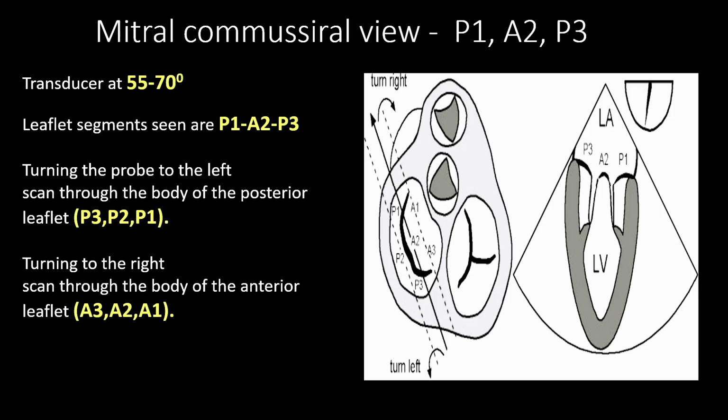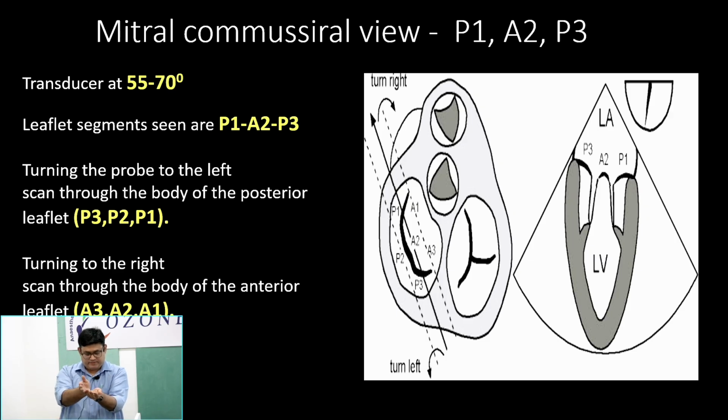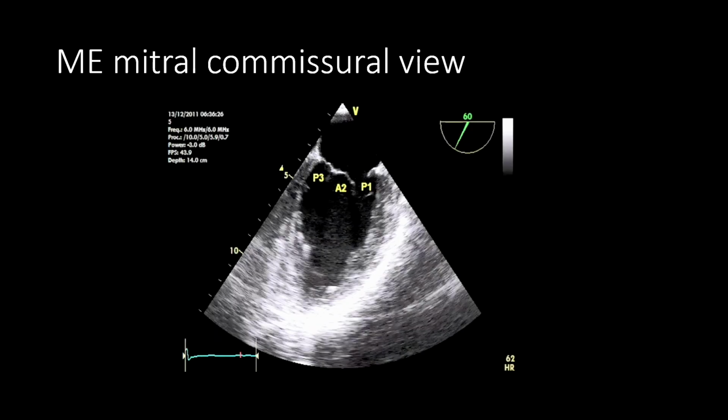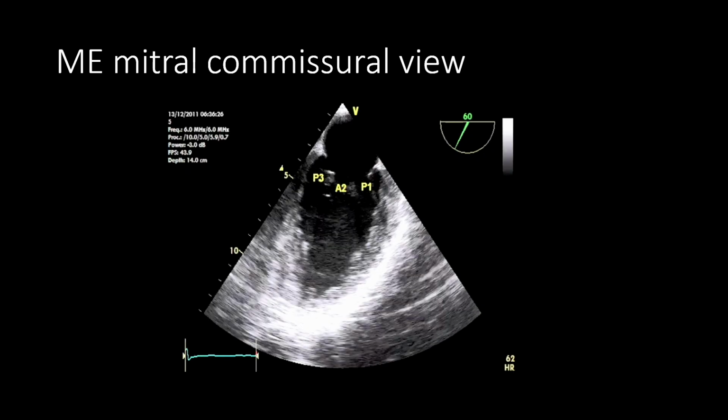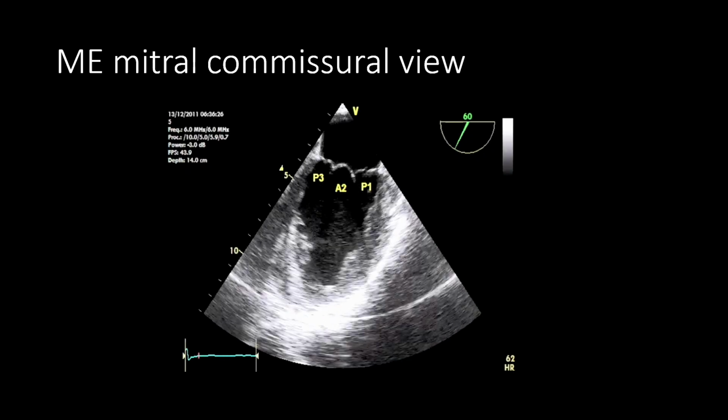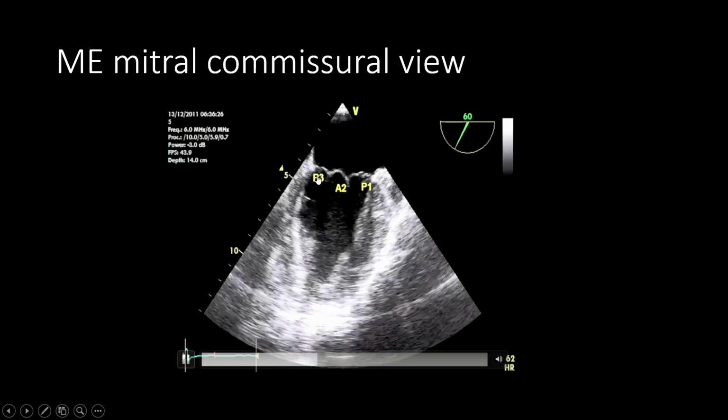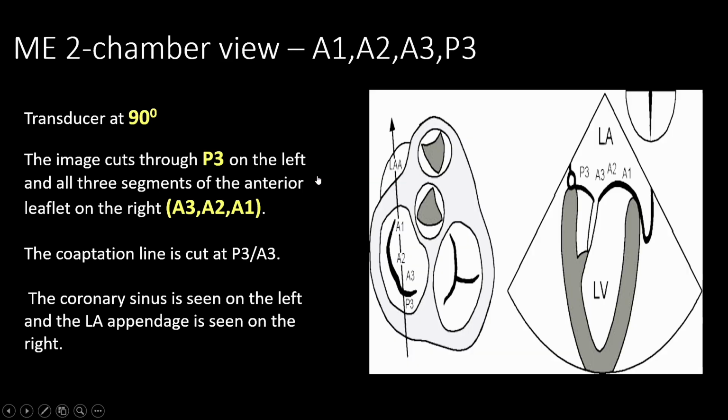Now from this position, if you turn the probe to the left, you are going more posteriorly, and you will be able to see the whole of the posterior leaflets, that is all three segments of your mitral valve. Whereas turning the probe to the right will scan through the body of the anterior leaflet, so you will be able to see all the three segments of your anterior mitral leaflet. So this is your mitral valve commissural view, where at 60 degrees you can see P1, A2 and P3.